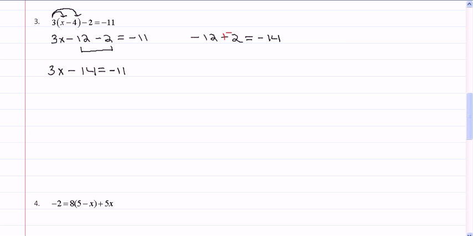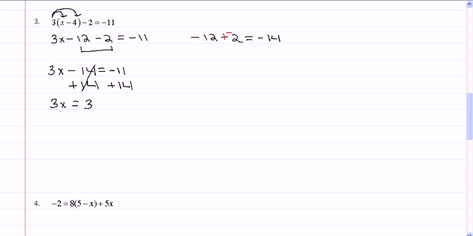So I want to solve for my variable x. So my first step in solving for my variable x is to move the 14 over to the right because it's being subtracted. I take the opposite operation, which is addition. I have 3x, my 14's cancel, and it's equal to negative 11 plus 14. We subtract the numbers, take the sign of the bigger, so it's equal to 3.